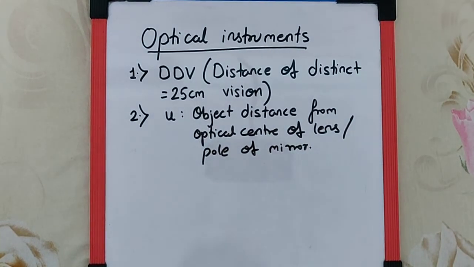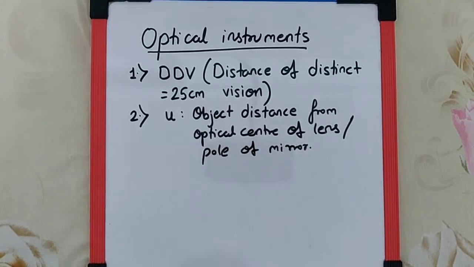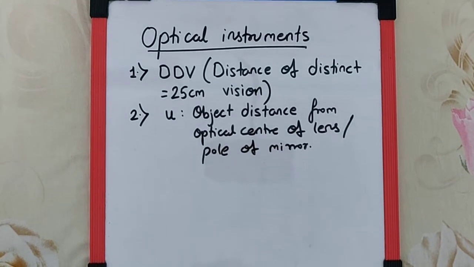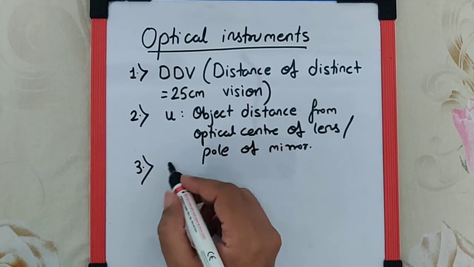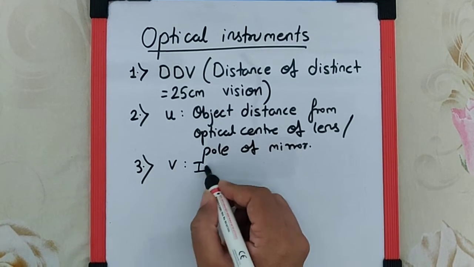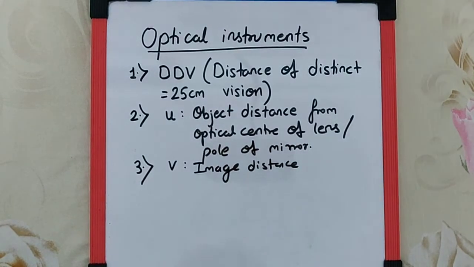Now in ray optics, whenever we draw a ray diagram, we either use mirror or lens. In case of mirror, the origin is considered as pole of the mirror, and in case of lens, the optical center of the lens is considered as the origin. So from that, the distance of the object is measured and it is considered as U. Similarly, the distance from optical center or pole, when it is taken for the image, is called V. So V is the image distance from the optical center of lens or pole of mirror.